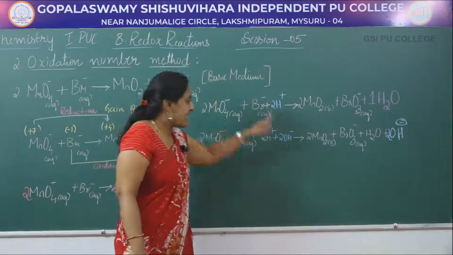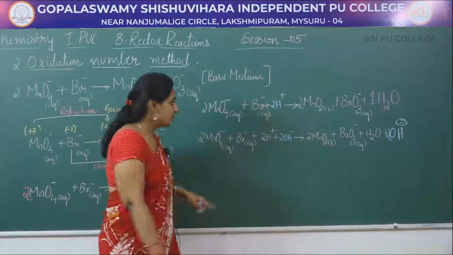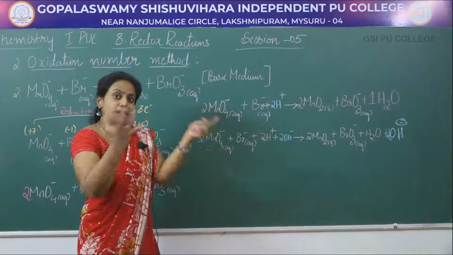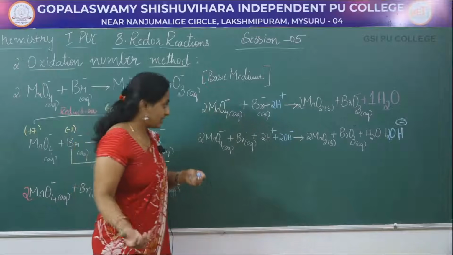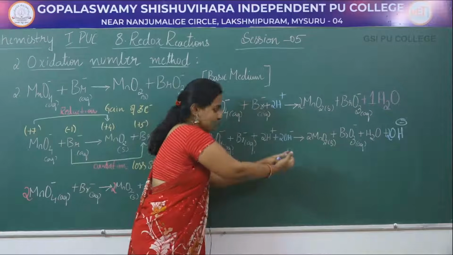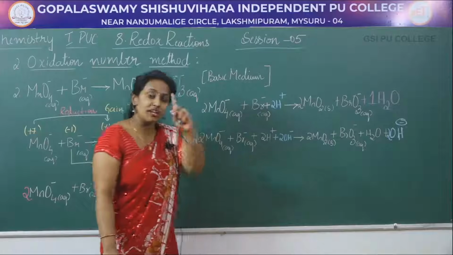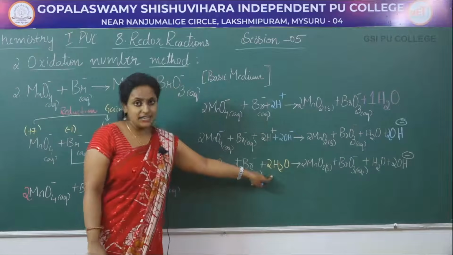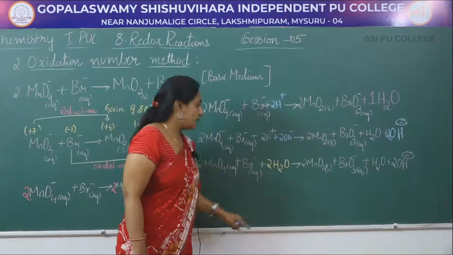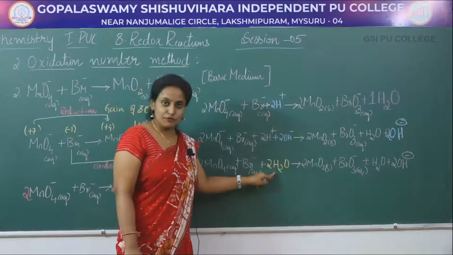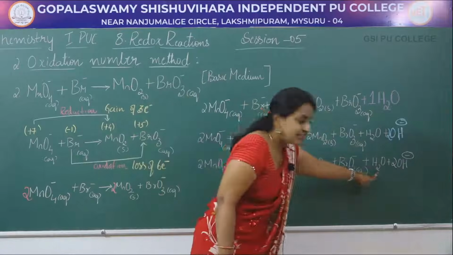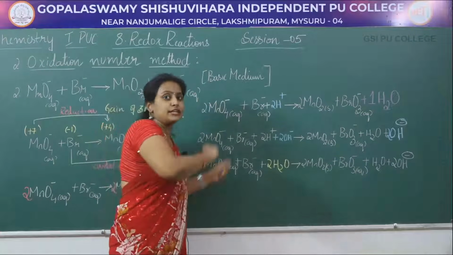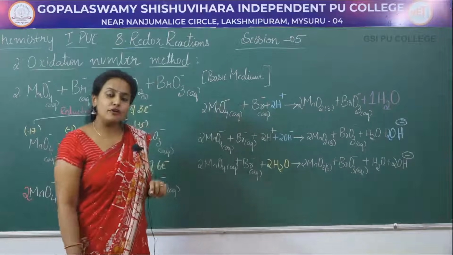So after adding the OH minus ions, you can observe 2 H plus and 2 OH minus. What forms when one H plus and one OH minus combine? A water molecule forms. Therefore, there are 2 H plus ions and 2 OH minus ions, and they will combine together to give water molecules. After combining H plus and OH minus, we are getting 2 moles of water molecule. You can observe in the reactant side there are 2 moles of water molecules, whereas in the product side there is 1 mole of water molecule. As the water molecule is present in both reactant and product, we can cancel one of the water molecules.